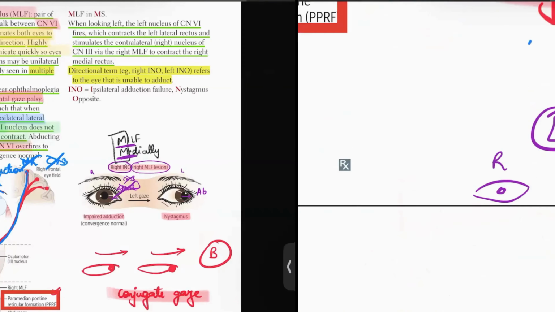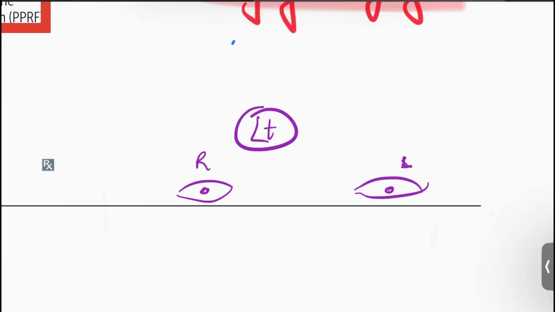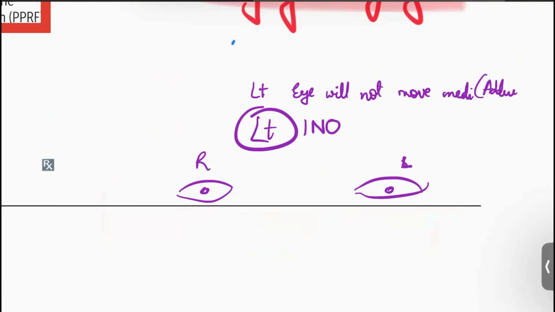You fine? Okay. Yes, whichever side, like you said, you show left internuclear ophthalmoplegia. So the left eye will not move medially, it won't adduct. Which MLF is affected? Left MLF is affected. Okay. So what will happen as a result of this? The right eye will undergo the nystagmus. So yes, this is my nystagmus eye.